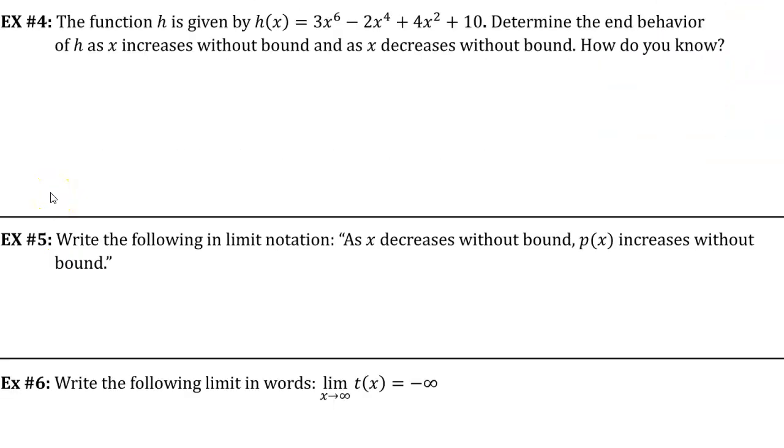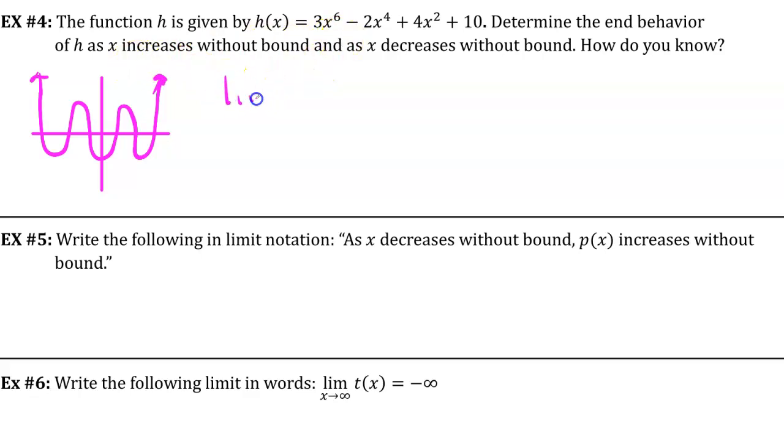All right, number 4, the function h is given by that polynomial. Determine the end behavior. All right, we have a 6th degree, so that's even. Right, even and positive, which means both sides are going to be going up. Right, and there'll be 5 turning points. So we can have like 1, 2, 3, 4, 5. Yeah. So we can see that both sides go to positive infinity, right?